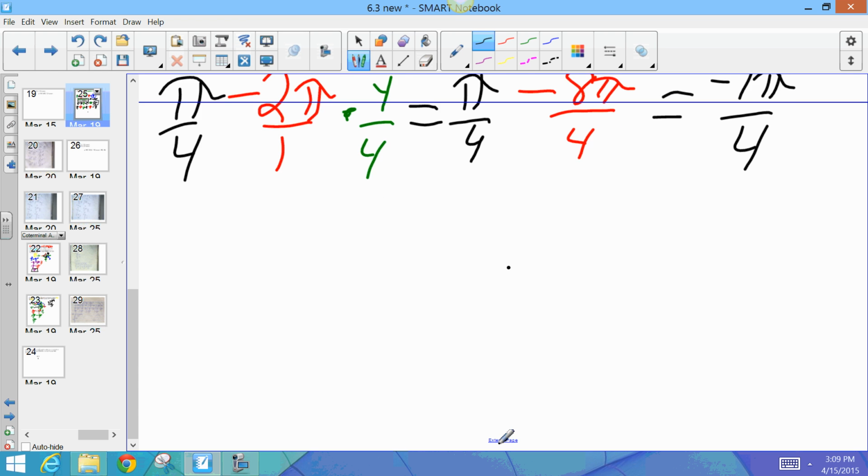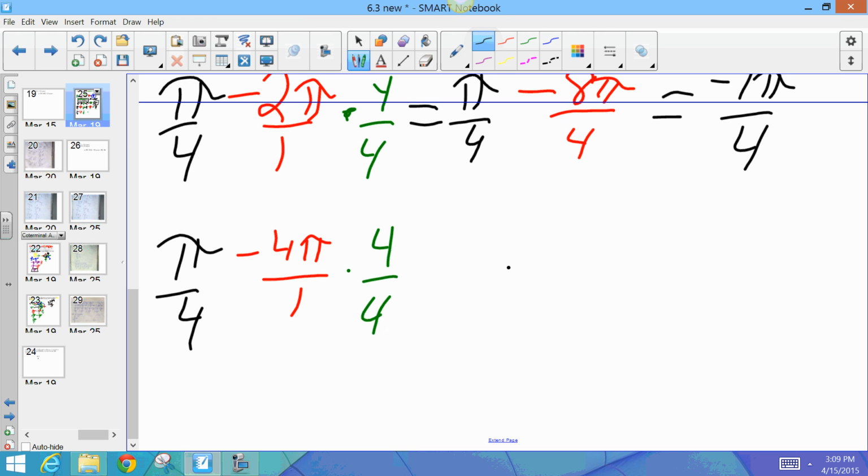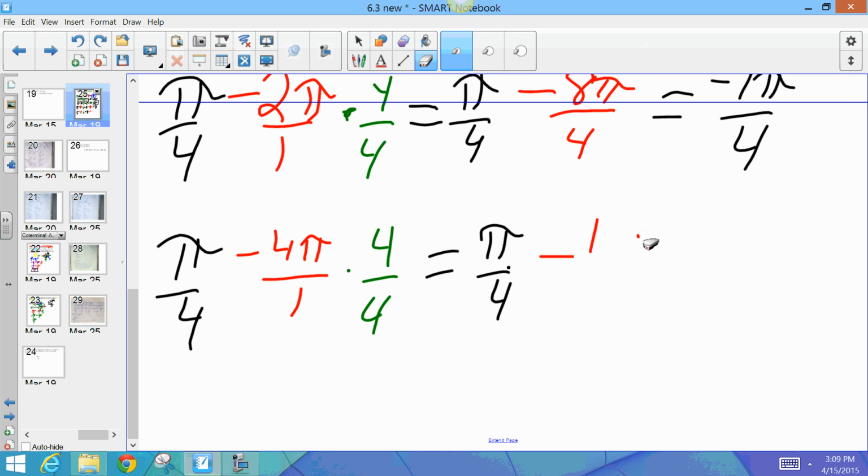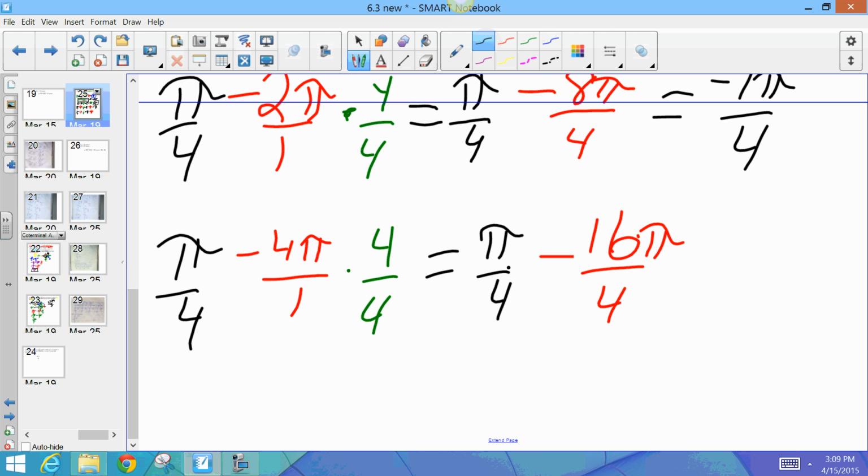One more time. Pi over 4. This time I'm going to subtract 4 pi. I need a common denominator. I'm going to multiply top and bottom by 4. So I have pi over 4 minus 4 pi times 4 is 16 pi. Oops, that's a 6. Oh my. Let me erase that. 16 pi over 4. So pi subtract 16 pi is going to be negative 15 pi.